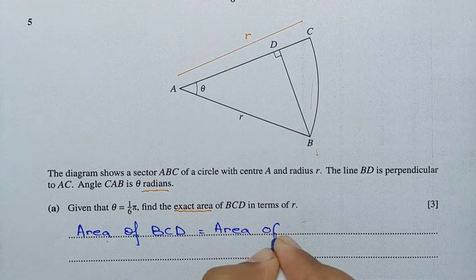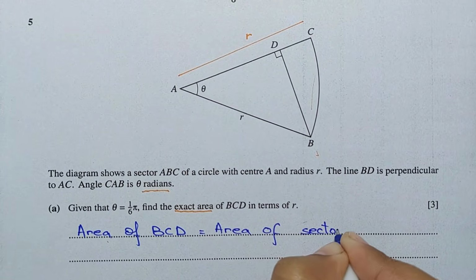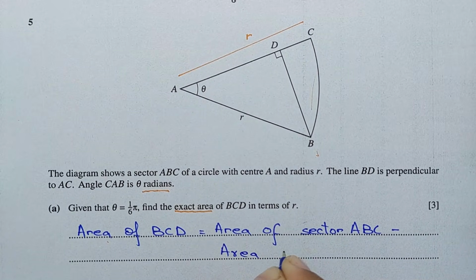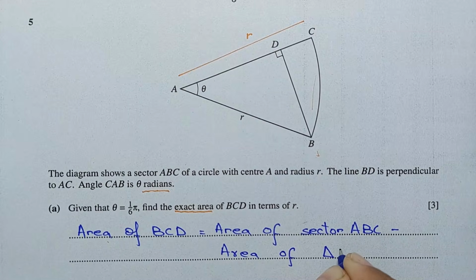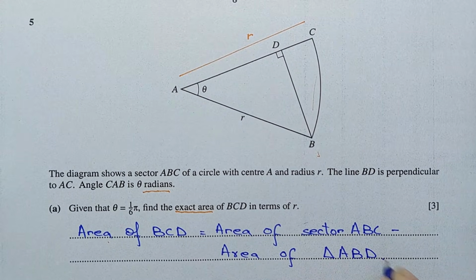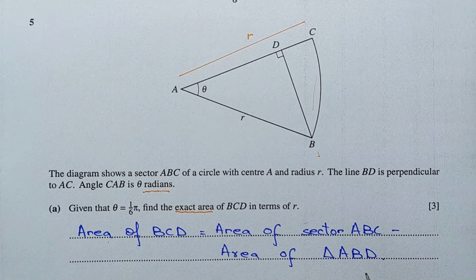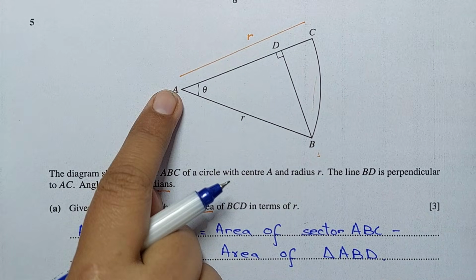Area of sector ABC minus area of triangle ABD. Now the theta we have is given, right? Area of a sector is half radius square theta. Half, radius is R and theta is pi by 6, right? Area of a triangle is half base times height. It is a right angle triangle, you can see.